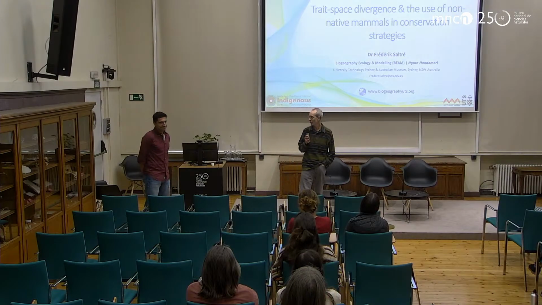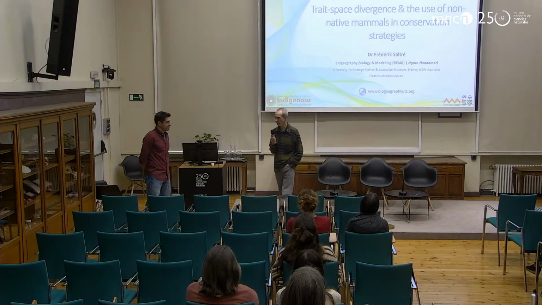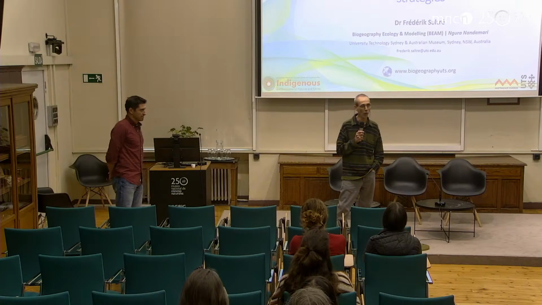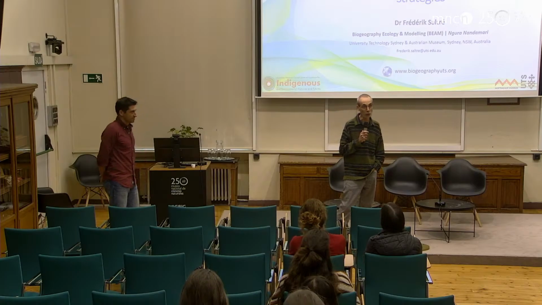So Fred is an ecologist and a biogeographer. Modeling biodiversity and environmental climate change is transversal to everything that he does. He currently holds a joint position with the University of Technology, Sydney, where he is a senior lecturer. And he's also a scientist of the Climate Solutions Group of the Australian Museum.